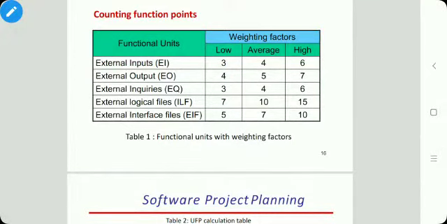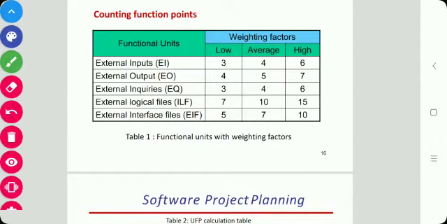Dear students, in the last section we have seen what is function point analysis. Now we will see counting function points. The 5 functional units are ranked. These are the 5 functional units. These are ranked according to their complexity, that is low, average or high, using a prescriptive standard.